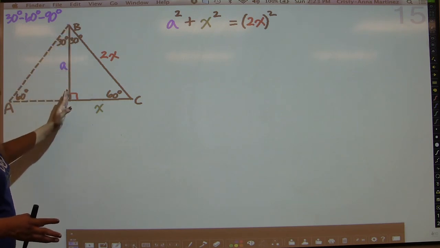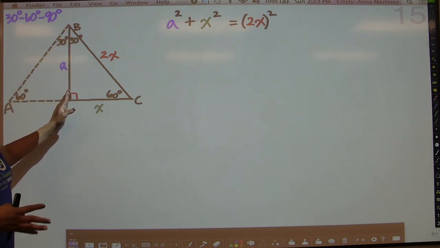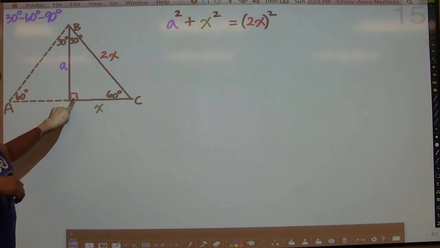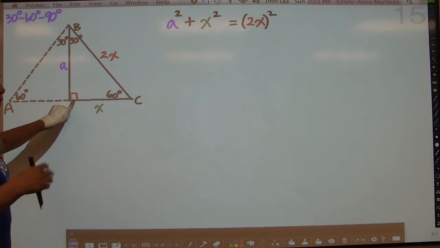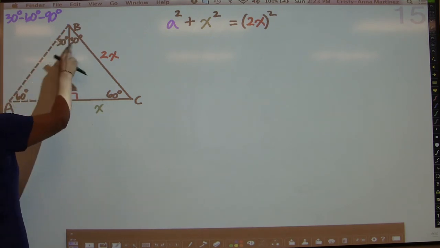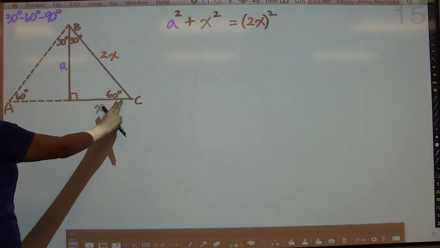And of course, the altitude of an equilateral triangle is also the perpendicular bisector. And again, we learned that a long time ago. That makes this a 90-degree angle. And in an equilateral triangle, all of the angles are 60 degrees. So angle A is 60, angle B is 60, and angle C is 60.